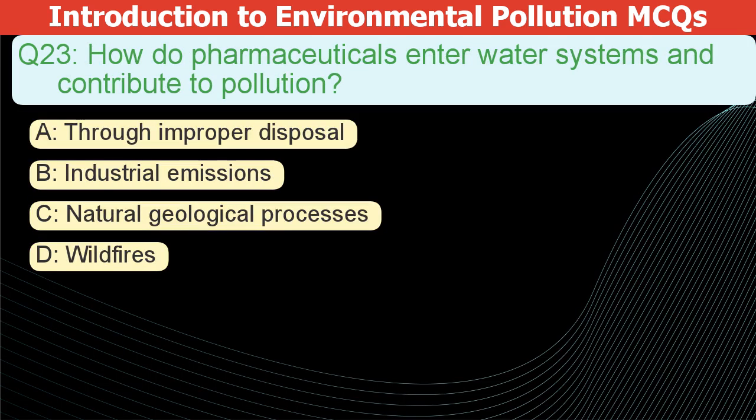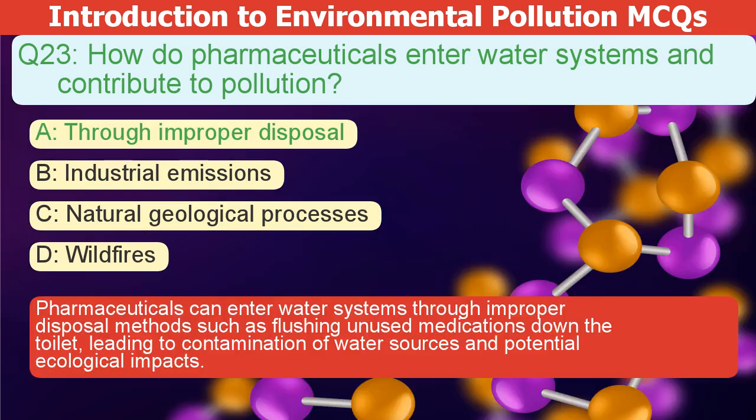How do pharmaceuticals enter water systems and contribute to pollution? A. Through improper disposal. B. Industrial emissions. C. Natural geological processes. D. Wildfires. The correct answer is A. Pharmaceuticals can enter water systems through improper disposal. For example, flushing unused medications down the toilet. This leads to water contamination and potential ecological impacts.